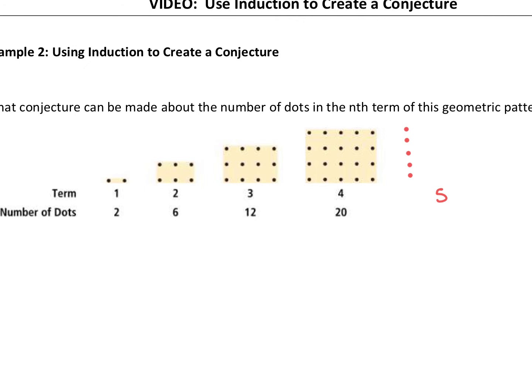How many columns do we notice? Well, term 1 had 2 columns. Term 2 had 3 columns. Term 3 had 1, 2, 3, 4 columns. Term 4 had 1, 2, 3, 4, 5 columns. So our number of columns is increasing by 1. So if we just had 1, 2, 3, 4, 5 columns, I think we'll have 6 columns in term 5.